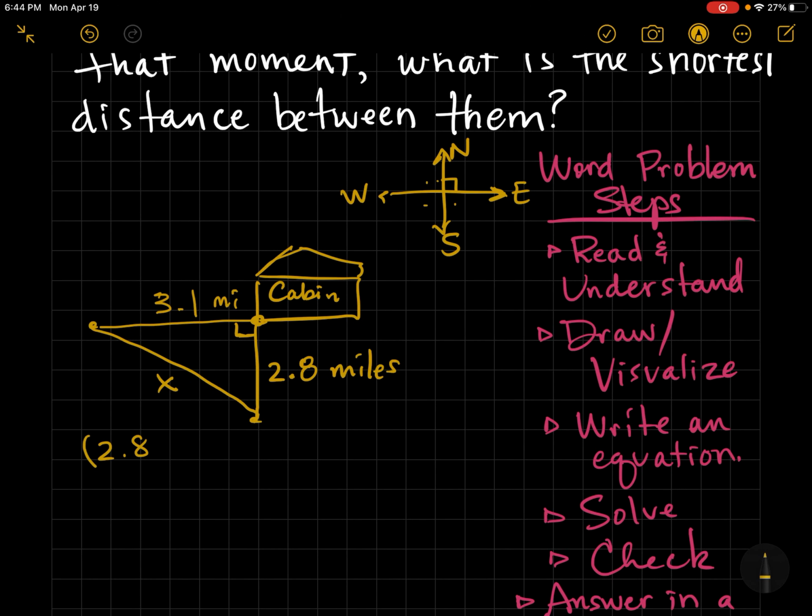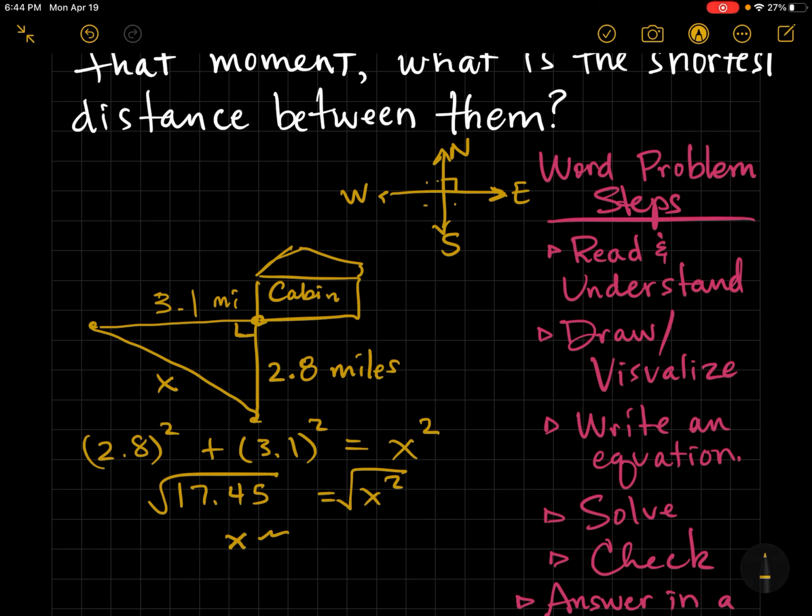So 2.8 squared plus 3.1 squared equals, nope, X squared. Good job, teacher. X squared. So we're going to add those values together and we get 17.45 equals X squared. We're going to take the square root of both sides and I'm going to flip it around. And in this case, a decimal would be just fine. These are decimals, 3.1, 2.8. So I'm going to give 1 decimal place, just like those gave 1 decimal place. We call that significant digits.